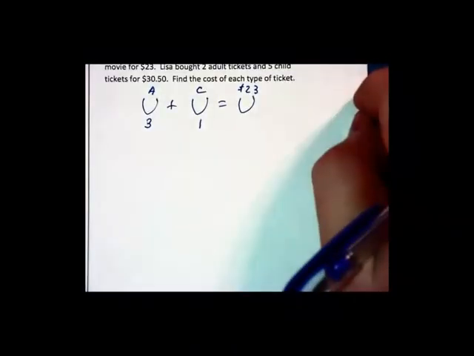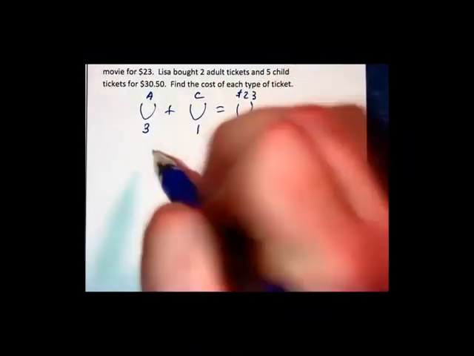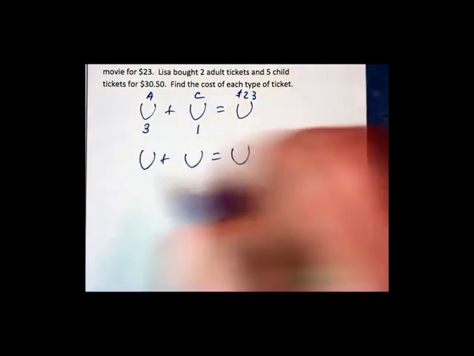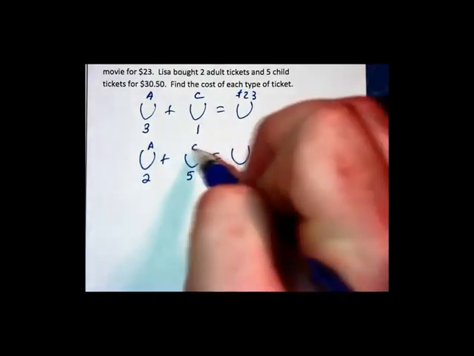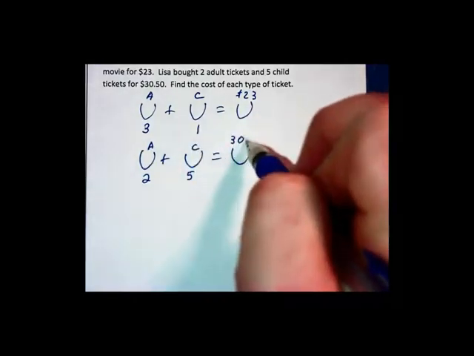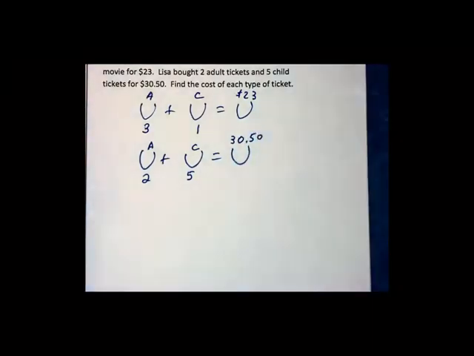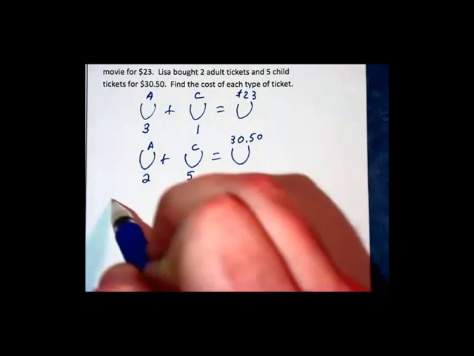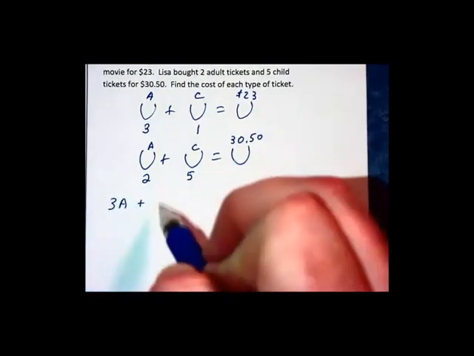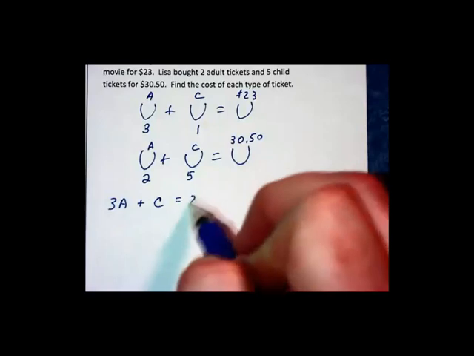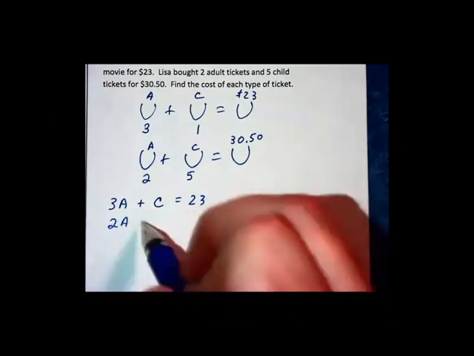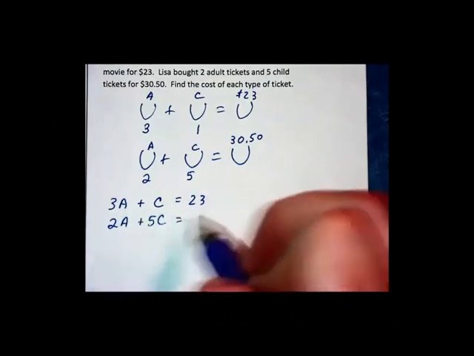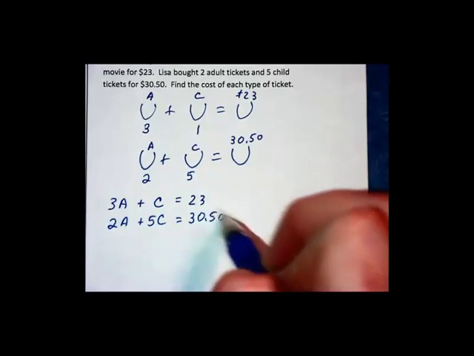Then Lisa, reading the second sentence here, Lisa bought 2 adult tickets and 5 child tickets and spent $30.50. So I really have 2 equations here. Top times bottom, 3a, plus top times bottom, 1c, is equal to 23. That's my first equation. My second equation, top times bottom, 2a, plus 5c, is equal to $30.50. So there really is the start of this problem.